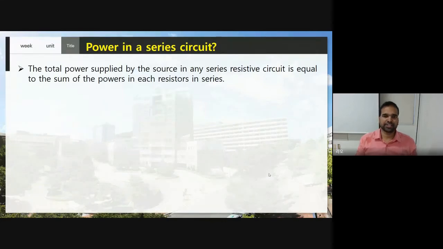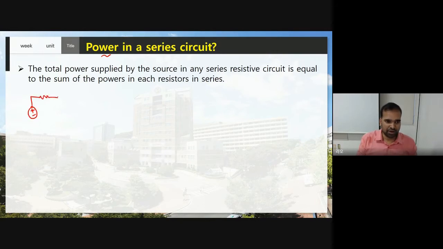Hello guys, in this video I'm going to explain how to calculate power when the circuit is connected in series. In my previous lectures I have explained what power and energy are, and how to calculate power density and energy density clearly. Now in this video I'm going to explain how to calculate power when the given circuit is connected in series. For example, here I'm going to consider one circuit.